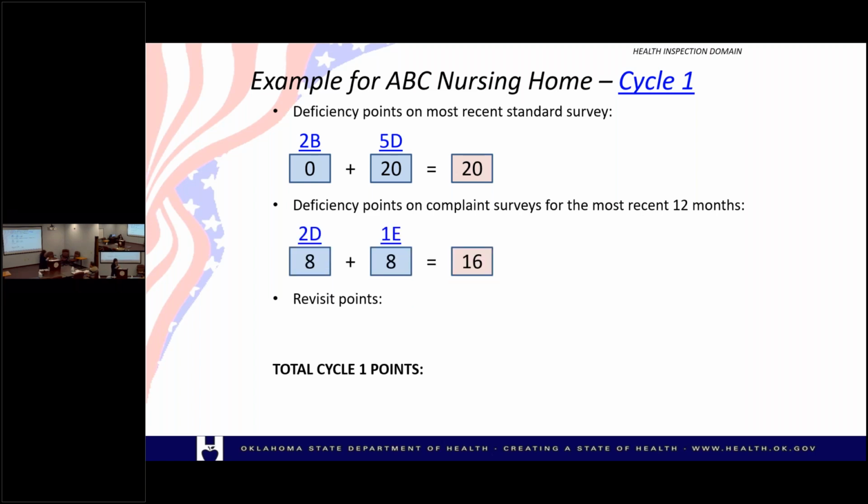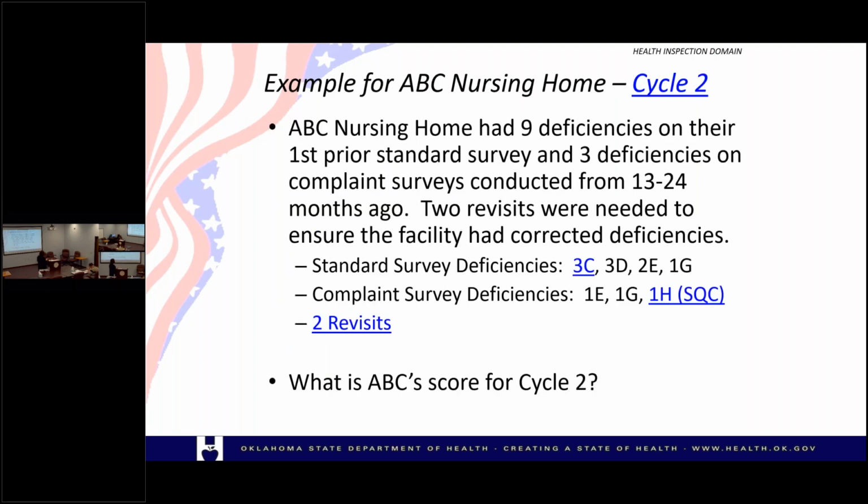Yes, 36. And then your revisit points, they only had 1 revisit, so it was 0. So they don't have any revisit points. So then you add all those together. But you have to multiply it times that 0.50, because cycle 1 gets half, which is 0.50. And all of that equals 18 points. Okay? Any questions on how we came up with that?